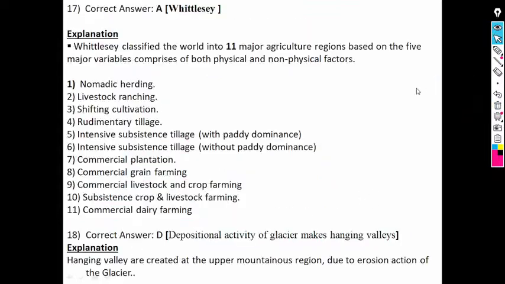But Whittlesey's classification divided the world into 11 major agriculture regions, based on the 5 major variables, and this comprises both physical and non-physical factors.